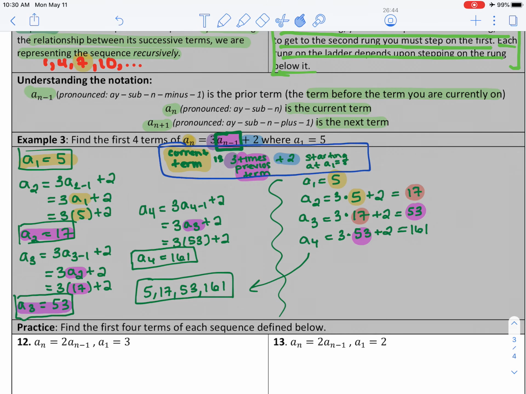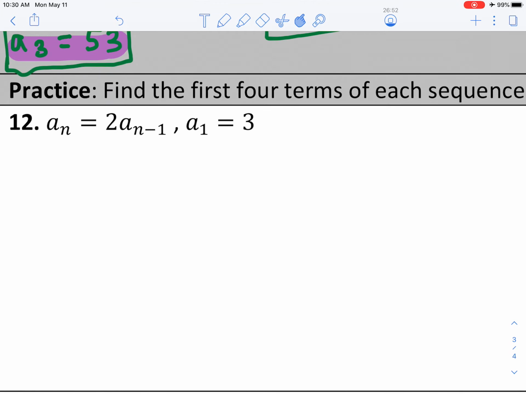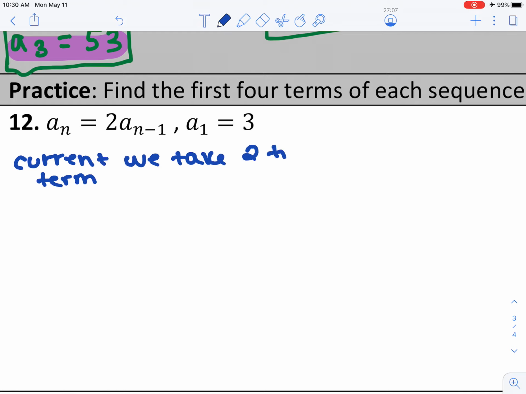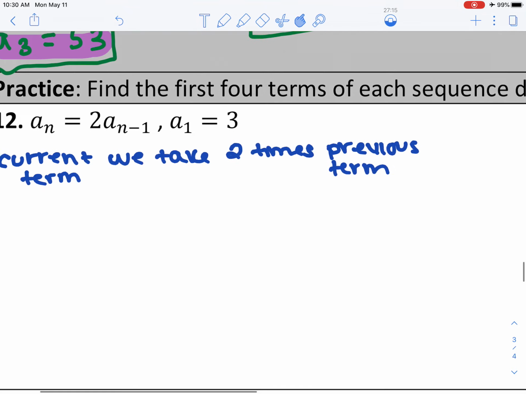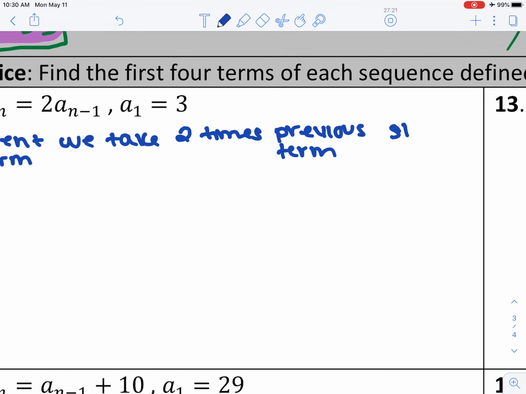So before I leave you to work on practices 12 through 15, I just want to quickly talk about what 12 means. 12 tells us that to find our current term, we need to take 2 times our previous term, and that is starting at, right, we have to start with the value of 3.